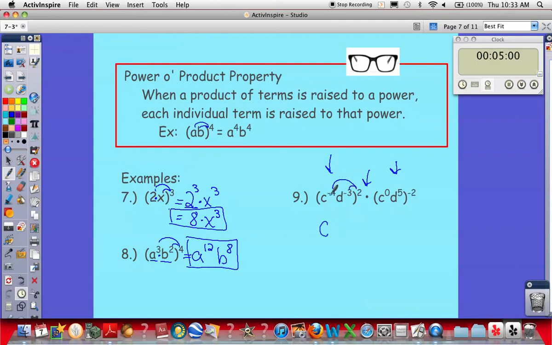We get c to the negative 4 times 2 is negative 8 times d to the negative 3 times 2 is negative 6. All of this is times, distribute in our negative 2 here. C to the 0 times negative 2 is just 0 times d to the 5 times negative 2 is negative 10. Now let's rearrange again. Let's use that commutative property and have c to the negative 8 times c to the 0 times d to the negative 6, d to the negative 10. All we did here was rearrange.